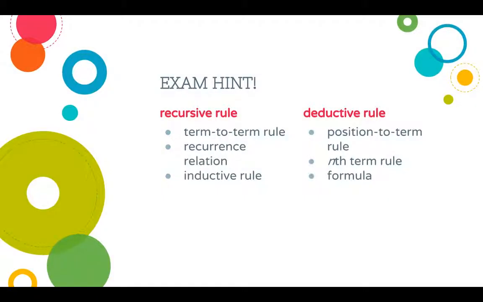So, we've gone over 2 ways of writing rules for sequences. A recursive rule is where you are trying to base a new value off of an old value. And a deductive rule is where you're trying to figure out the value of the term based on its position in the sequence. Now on exams, you might see different vocabulary words. If you see term-to-term rule, recurrence relation, or inductive rule, that means the same thing as recursive. You might see position-to-term rule, nth term rule, and formula, and that is the same thing as deductive rule.